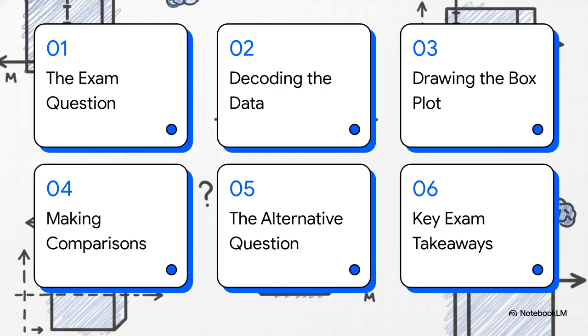So here's our game plan. We'll kick things off with the exam question itself, then we'll decode the data they give us. After that, we'll get into drawing the box plot, and then we'll absolutely nail the statistical comparison part. We'll even have a quick look at an alternative version of the question before we wrap everything up with some key takeaways for you. Let's dive in.